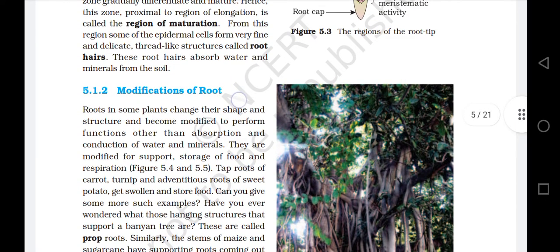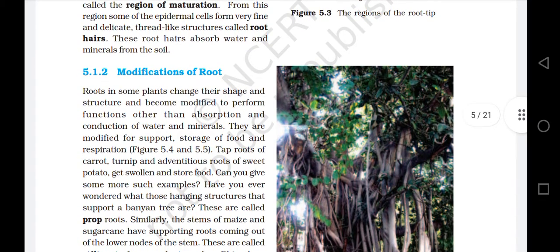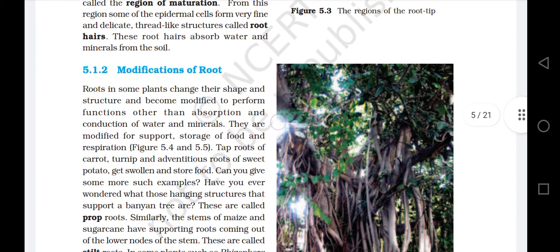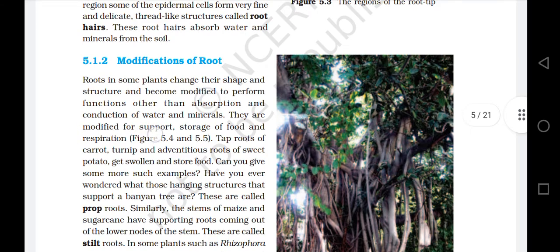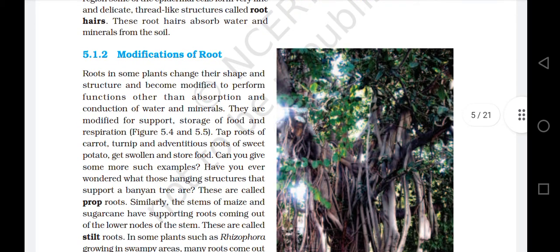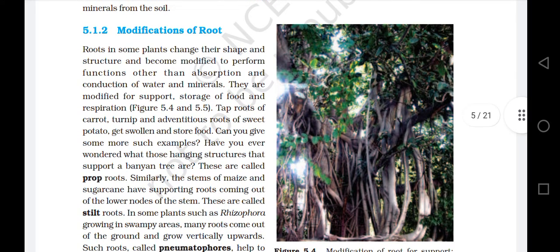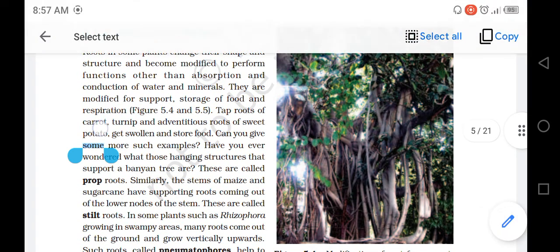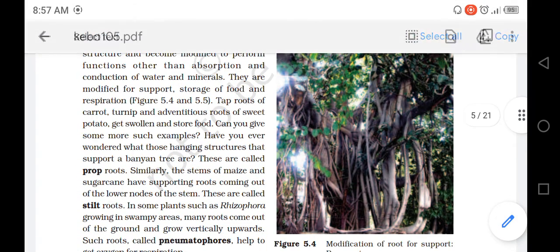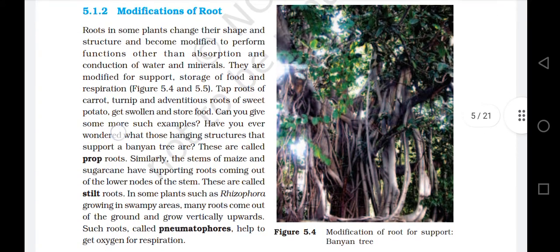5.1.2 Modifications of roots. Roots in some plants change their shape and structure and become modified to perform functions other than the absorption and conduction of water and minerals. They are modified for support, storage of food, and respiration. For example, Figures 5.4 and 5.5, tap roots of carrot, turnip, and adventitious roots of sweet potato get swollen and store food. Can you give some more such examples?